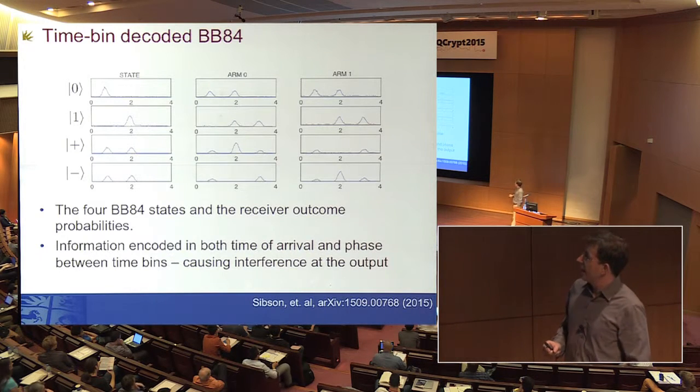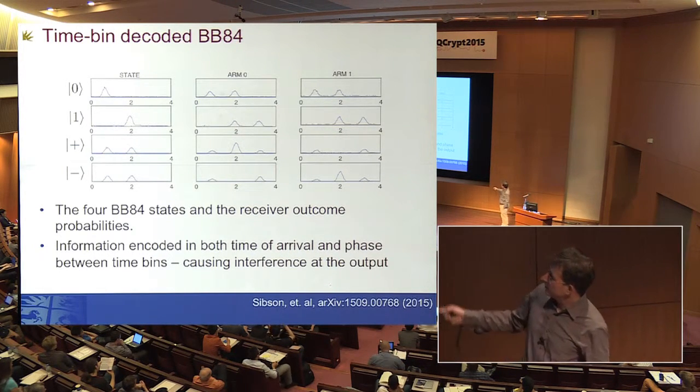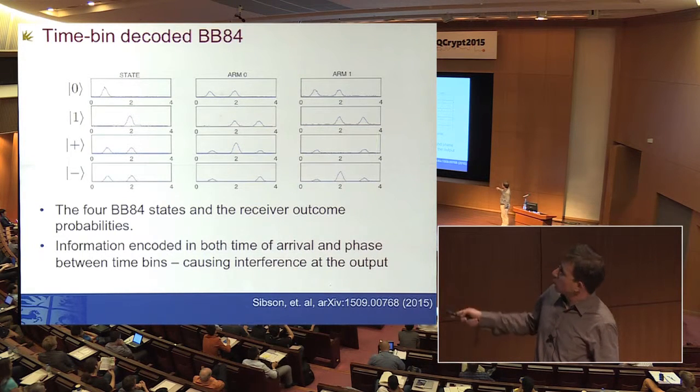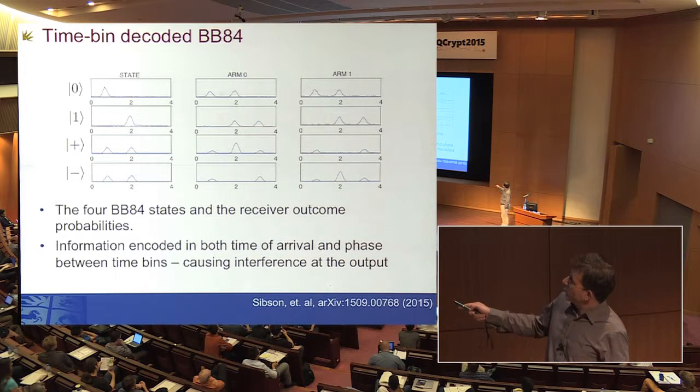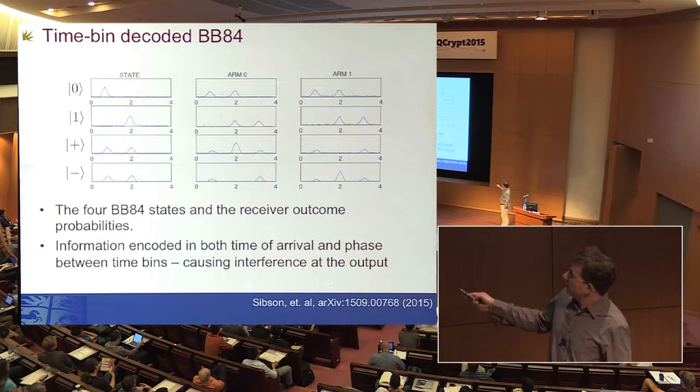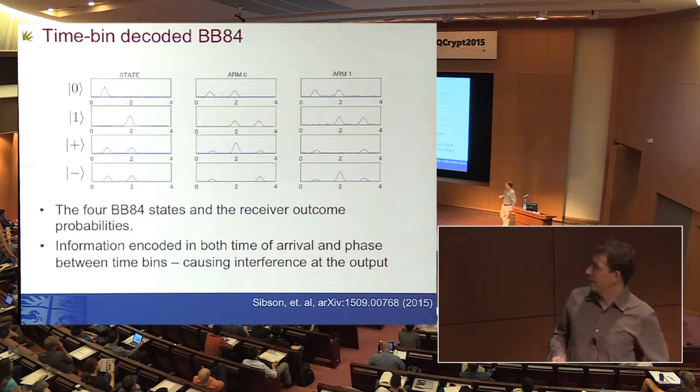So this is an example of the BB84 protocol. These are the 4 different basis states that I mentioned before. And this is what we see in the receiver. And so you can see that your 0 and 1 states are discriminated by the different positions, and your plus and minus states are discriminated by the interference at this peak in the center.